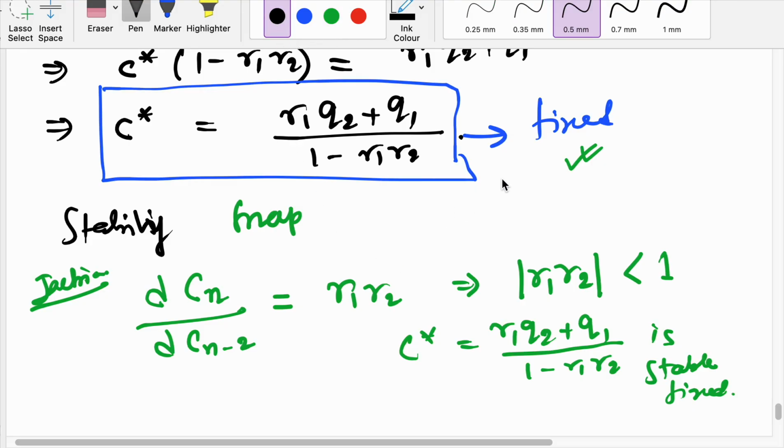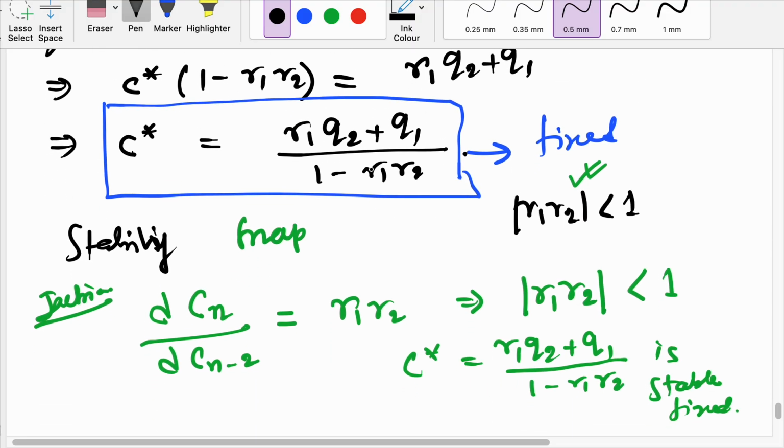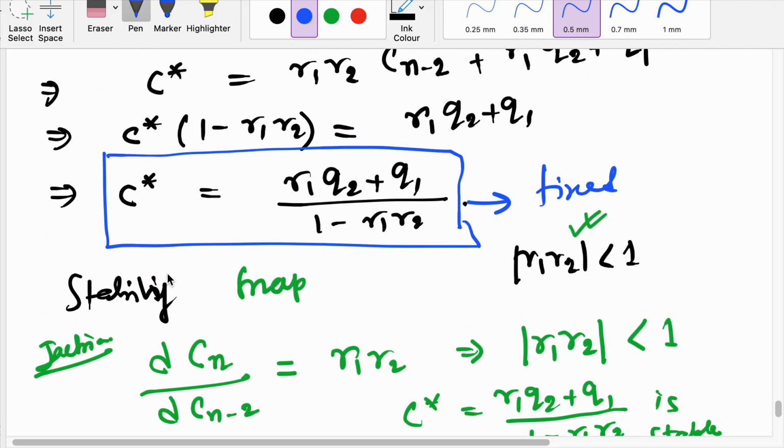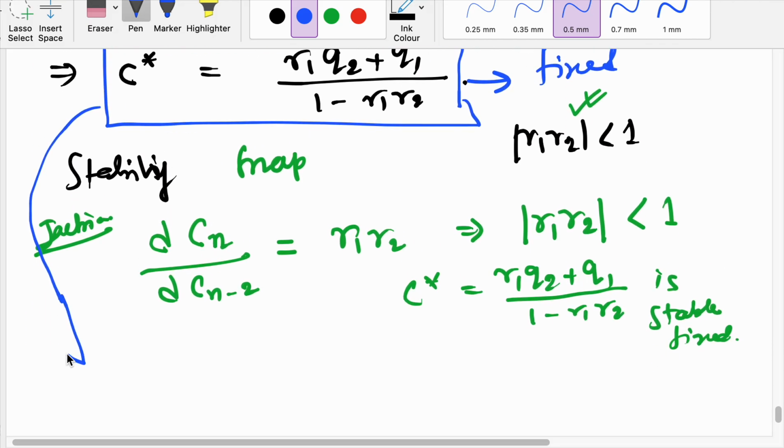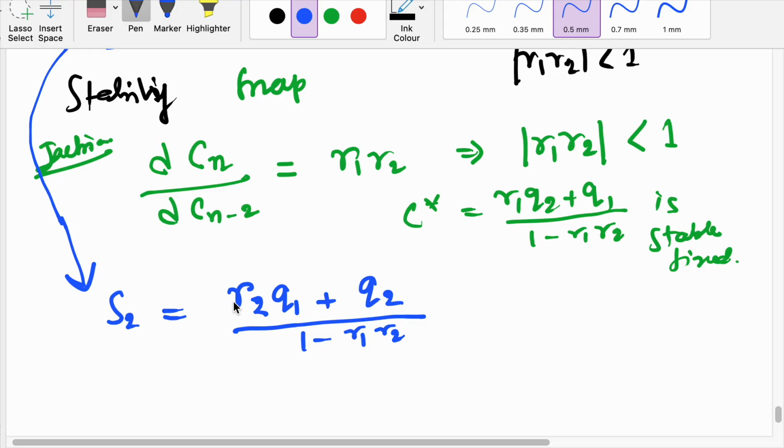So with this relation we also need that R1 R2 is less than 1, then we know the probability of cooperating, no matter whatever my opponent does, is this. And similarly, what will be the probability of my opponent's cooperation? That will be R2 Q1 plus Q2 over (1 minus R1 R2). So that will be my opponent's cooperation probability. In place of c star, let's write s1, and the opponent's probability of cooperation is s2. Now this will be the probability where the system will go automatically.